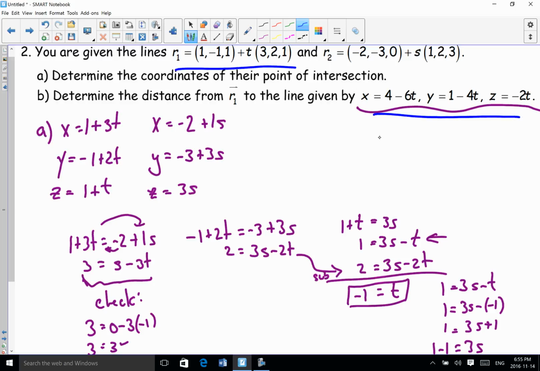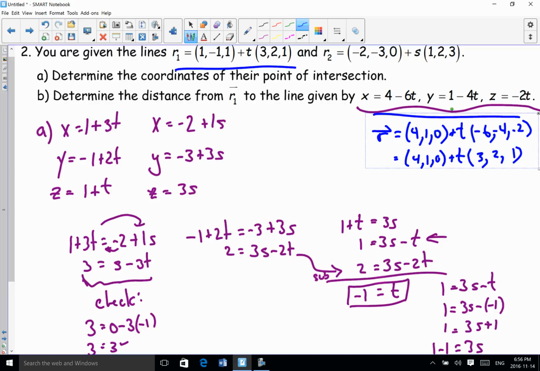So let's rewrite this second line here just in vector form for a second. So 4, 1, and 0 plus t, negative 6, negative 4, negative 2, which if you wanted to, you can think of as scalar multiples. Divide it all by negative 2. What do we get? We get 3, 2, and 1. So really it's the distance between two parallel lines.